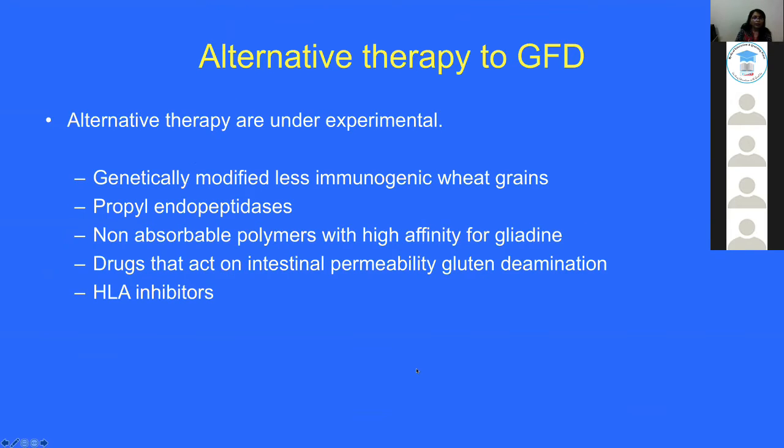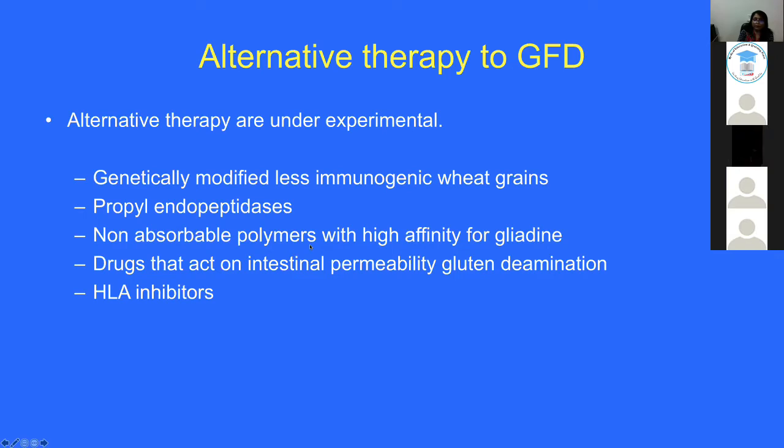We have some of the alternative therapies which are under experimental trials. Either we can modify the wheat grains. These are known as genetically modified, less immunogenic wheat grains, which can be developed. We are developing it, but we don't have that in the market. Propyl endopeptidases are enzymes which can degrade gluten, so that it becomes less harmful.